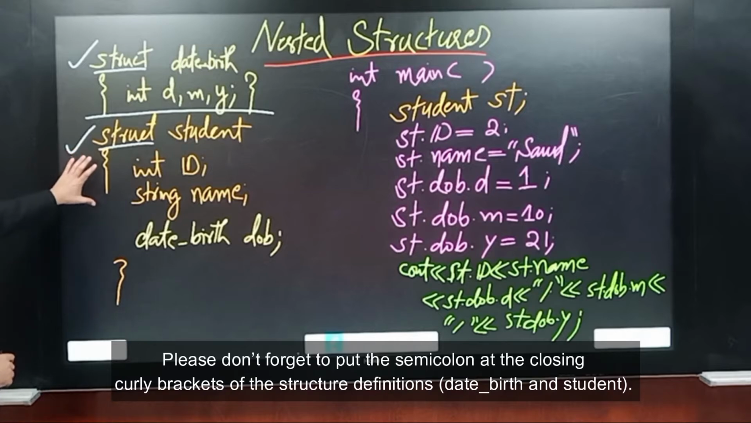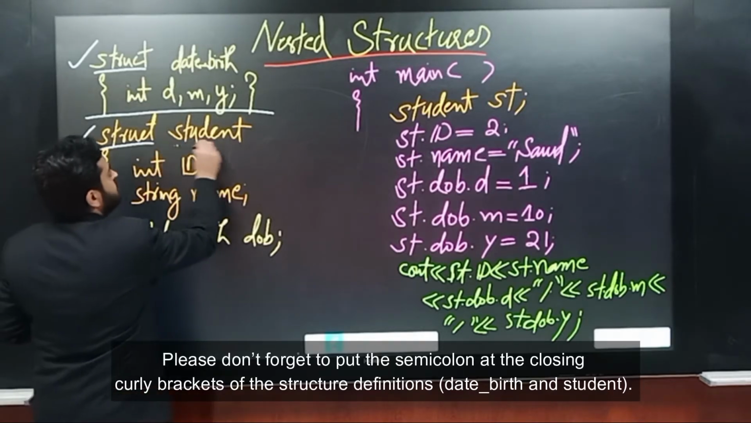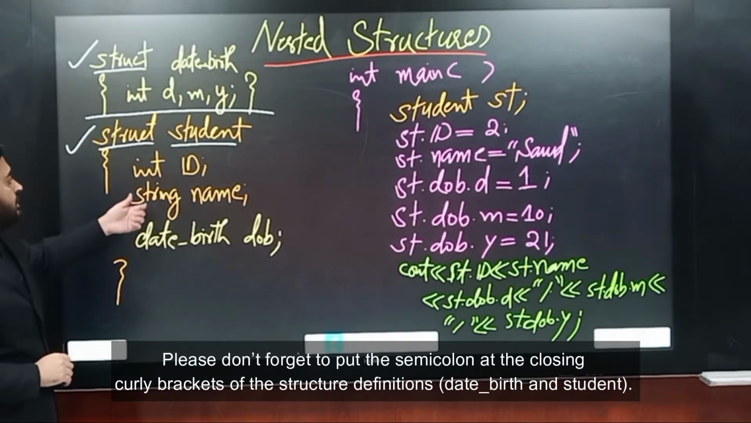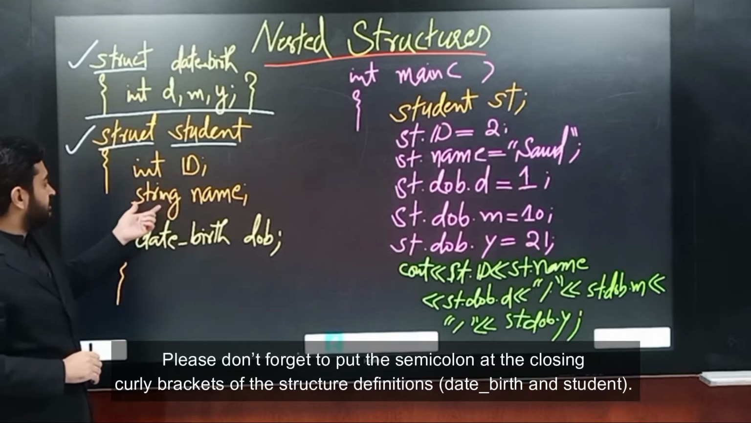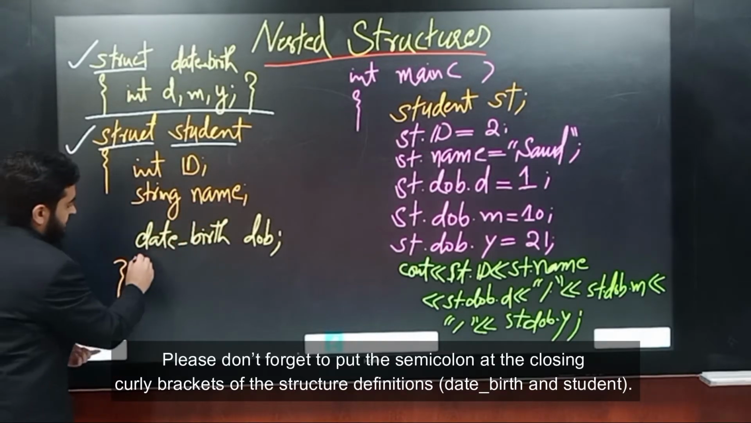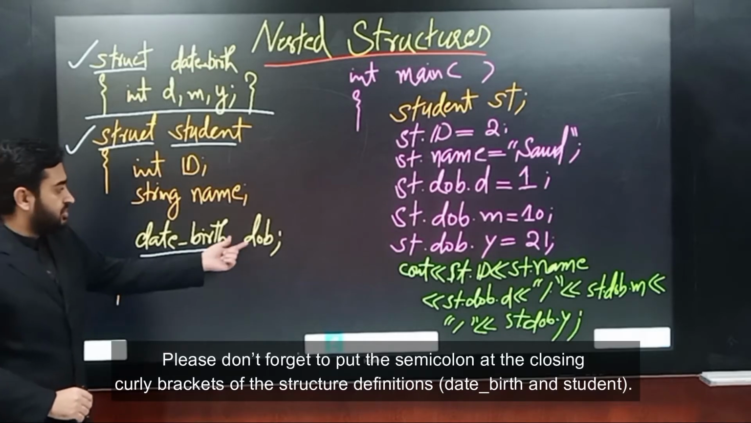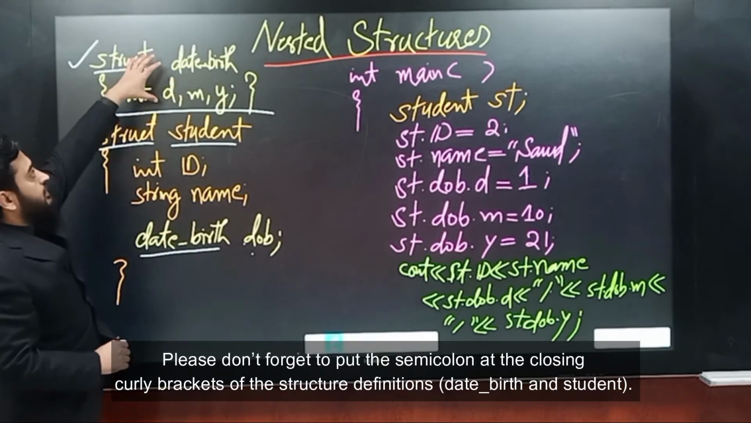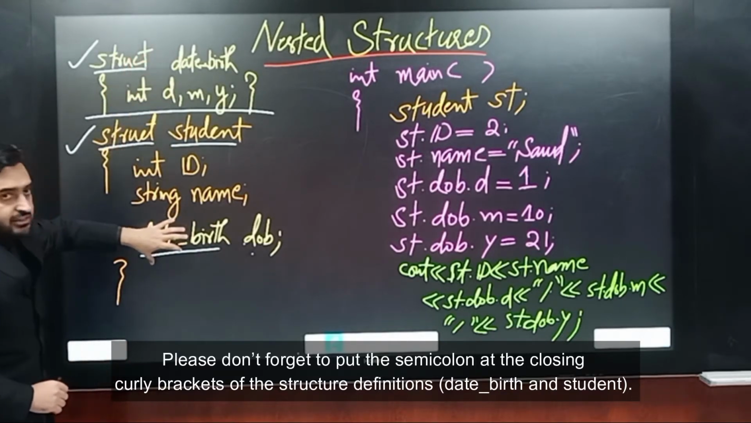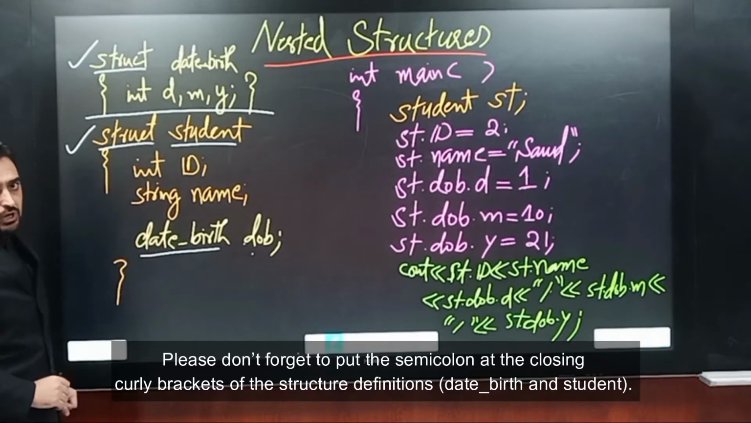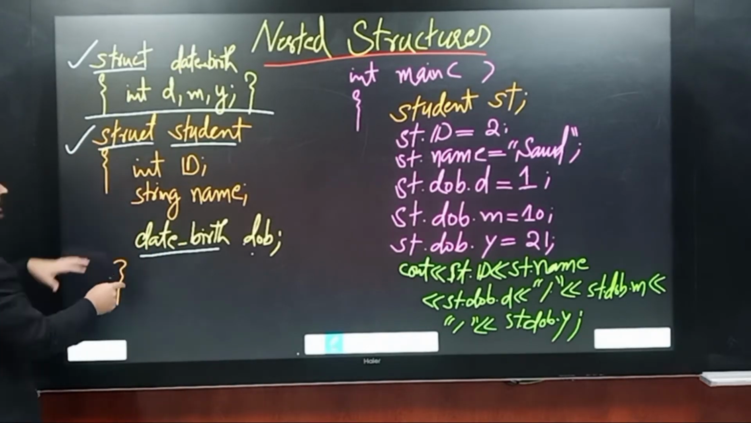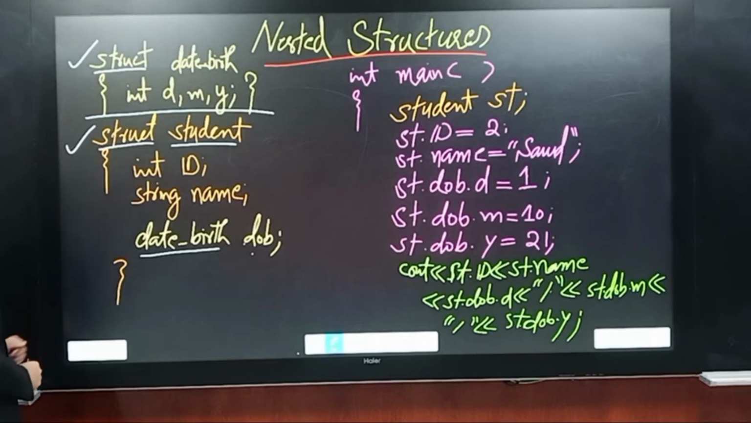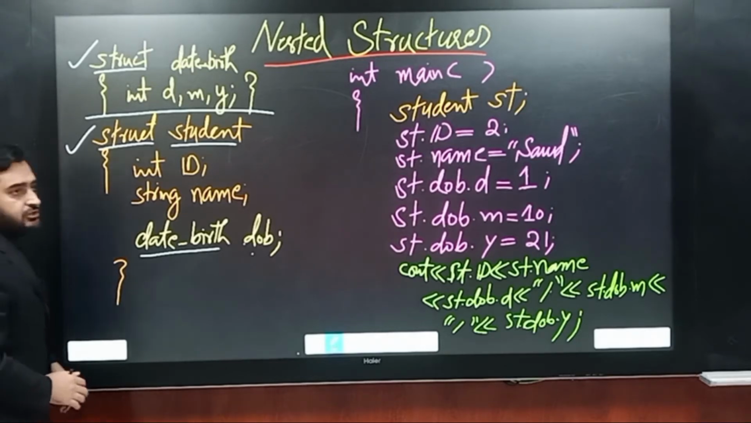We have also defined another structure with the name student. In student we have declared three variables. One is integer type id, the second is string type name, and the third one is the date of birth type, DOB. So actually we have created an object of the date of birth structure inside another structure, student. This concept, a structure object inside another structure, is known as the nested structure.